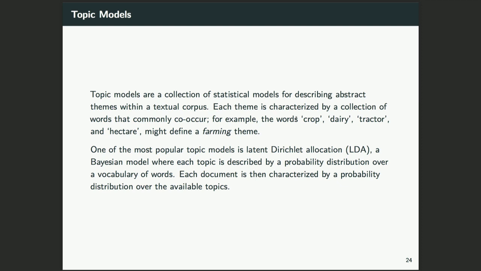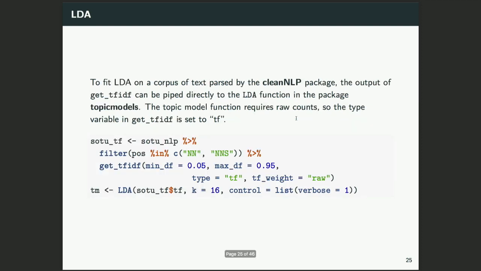So one of the most popular ones, and the one we're going to talk about today, is LDA. And this is a Bayesian model where each topic is described by a probability distribution over a vocabulary of words. And then each document is characterized by a probability distribution over the available topics. So to fit an LDA on this, we can do that in our clean NLP. We can use our clean NLP object and do it with the TF IDF object that we've created, and then run the topic models on top of that.